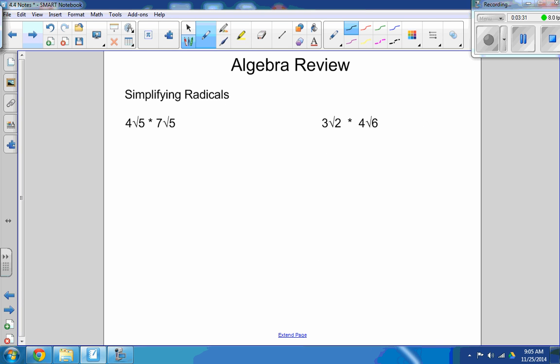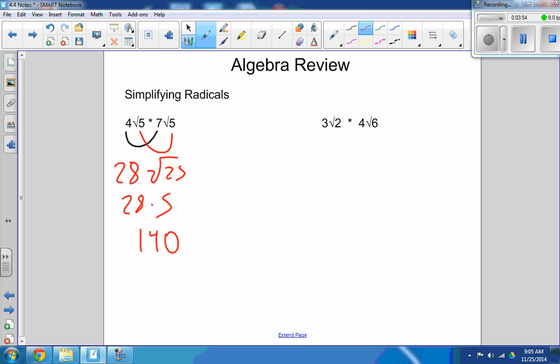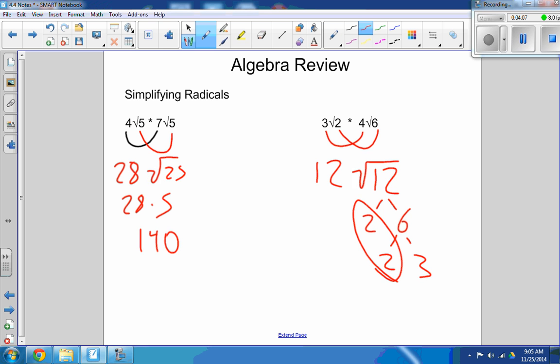All right, simplifying radicals. Now we're multiplying them. So this is pretty simple. 4 times 7, we know that gives us 28. Square root of 5 times square root of 5 is square root of 25, which we know reduces to 5. So that's 28 times 5, which is 140. So same idea, 3 times 4 is 12. Square root of 2 times square root of 6 is square root of 12, which reduces to 2 square root of 3. So we know that's 24 square root of 3.